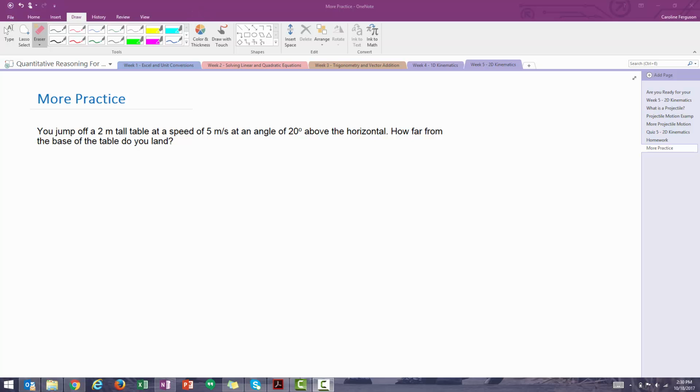Here's another 2D kinematics problem. You'll see a question similar to this on your next test. All right, so let's read the question.